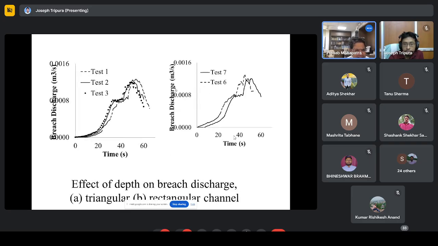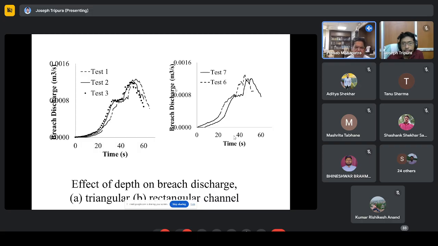Please go to the next. So this is interesting. You can see the breach discharge. To make my point, you can see this is a hydrograph. Hydrograph means the discharge through the breach. So you can see there is a peak getting attained here. Okay. So it started with very small discharge. It attains a peak. Okay. And then it again decreases.